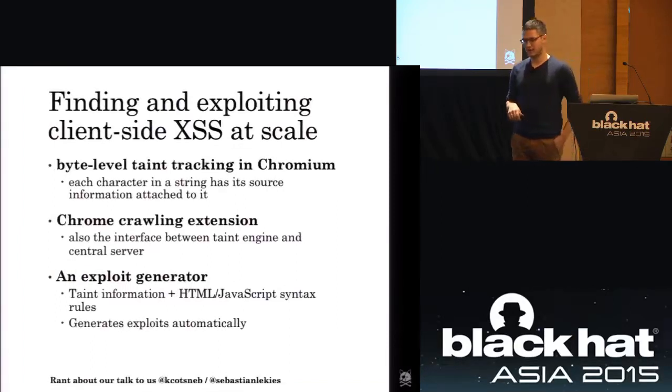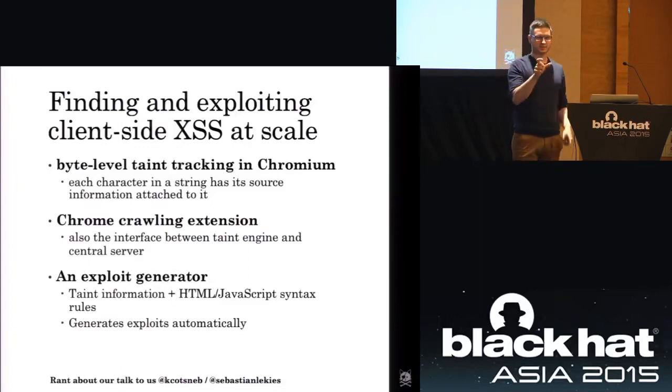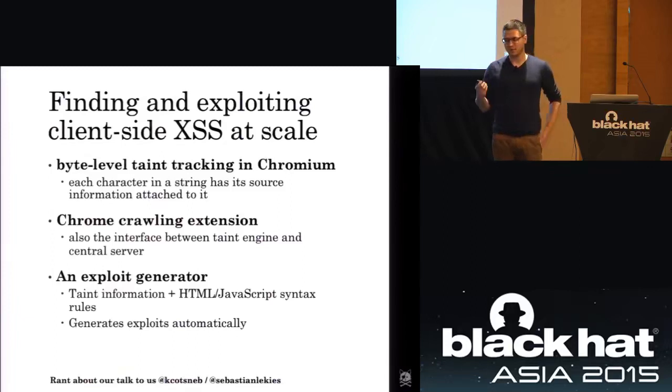So our approach to finding these is three-pronged. For one, we have a byte-level taint tracking engine implemented into Chromium. That means for each string that is either in the JavaScript engine or the rendering engine, we can precisely say for each character whether it was hard-coded or it was coming, for example, from the URL, from a cookie, from the post message, and so on. So basically, we can exactly say this part is not controllable by an attacker, and this might be controllable by an attacker.